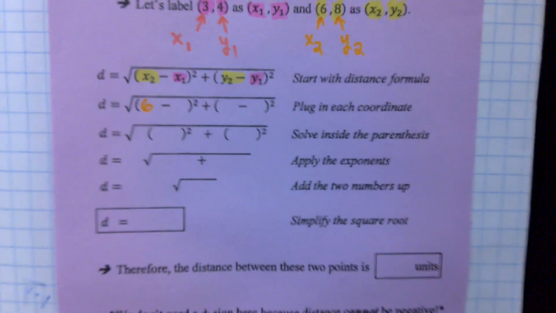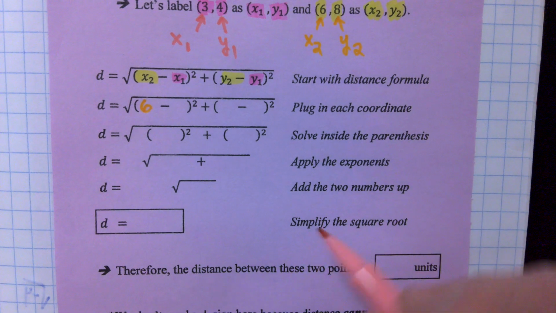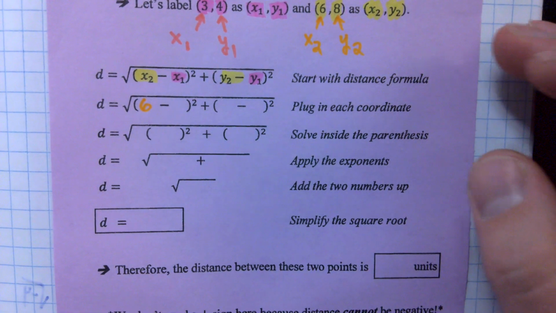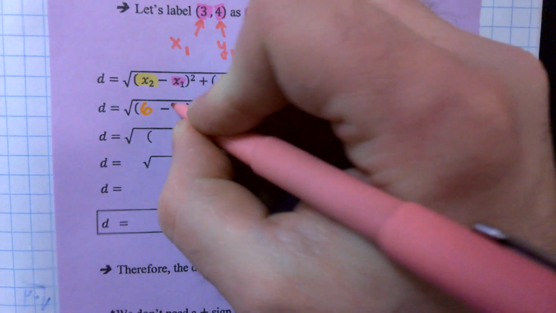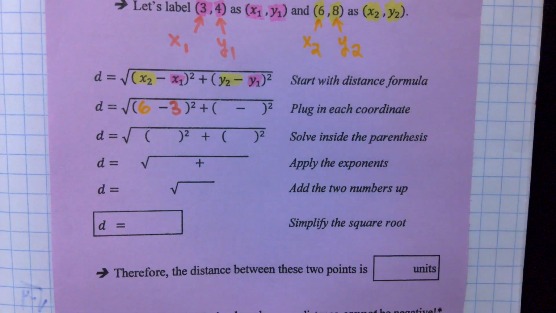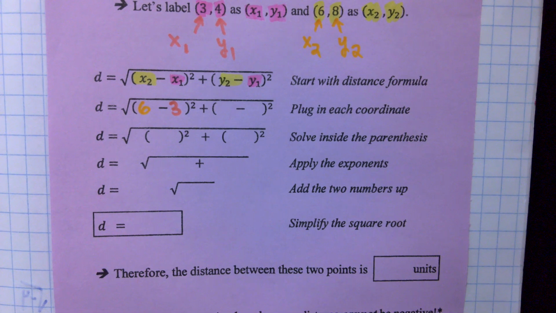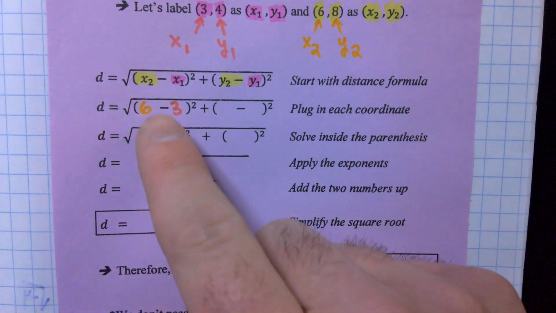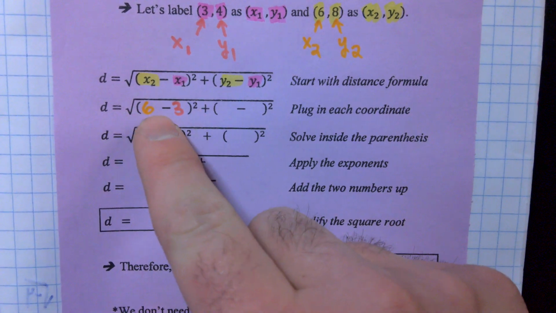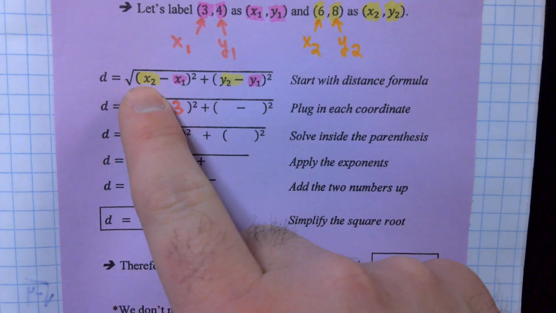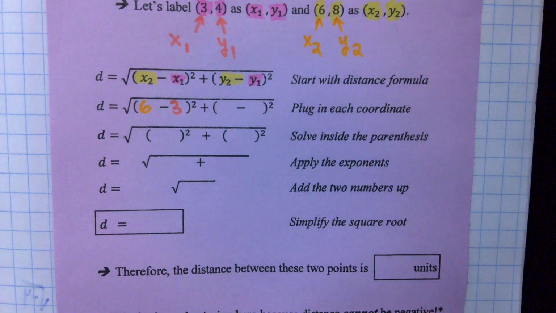Well, what's the first x value in this question? Everybody, what is x1? What do we label as x1? 3. So that's going to get plugged in right there. You did it wrong? Isn't 3 supposed to go right there? It's the first one. x2 minus x1 is 6 minus 3. Yeah, so it's weird. You would think 1 would go first, but it's backwards.